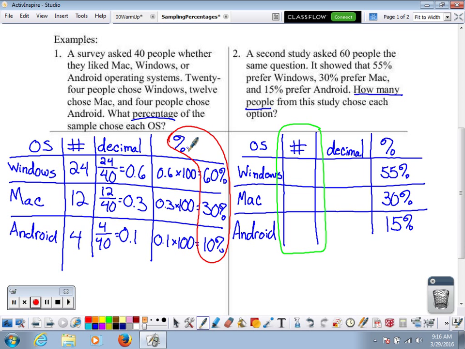Brendan, how am I going to take 55% and turn it into a decimal? Divide it by 100. So, Brendan, if I take 55, divide it by 100, what do we get? Say that again? 0.55. Okay, Bailey, what about the 30%? 30 divided by 100. And what do we get? 0.3.